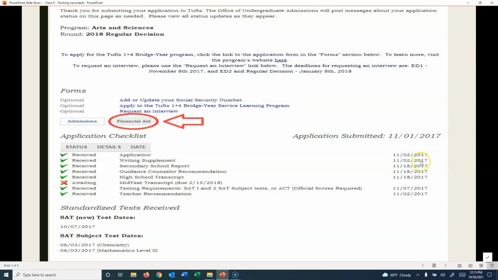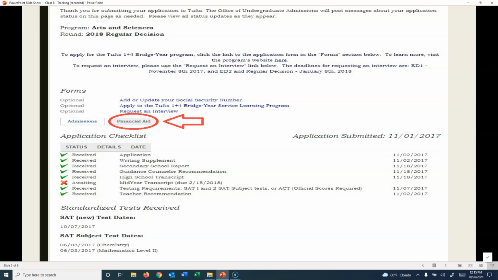So as you can see, the writing supplement came in on the same day. Usually those two things go together. The secondary school report, the counselor recommendation, and the transcript, those tend to come together because, again, I send all that stuff via Naviance. Your counselor will do that. The teacher recommendation, again, at the time, Tufts only required 1, so that appears on November 2nd. Okay? And testing requirements at this time, I believe they've changed their policy, but Tufts said you have to send in your scores, and those arrived on November 7th.